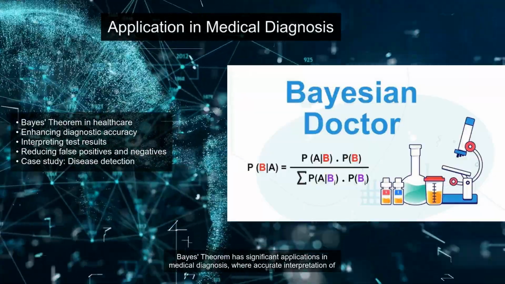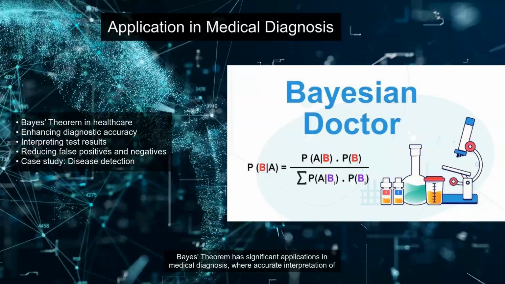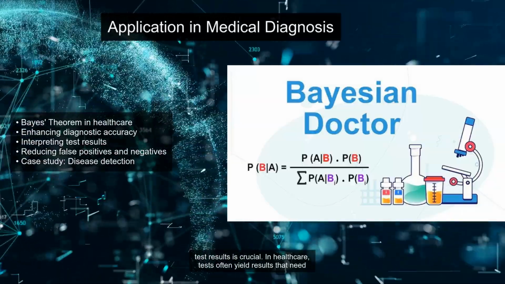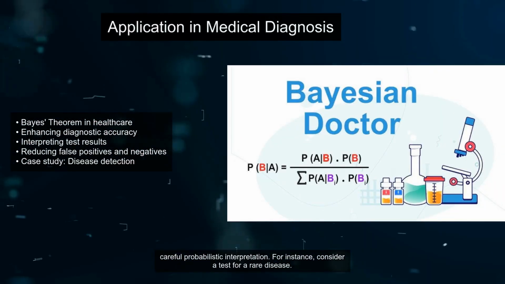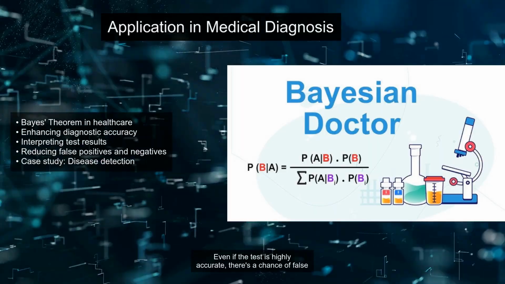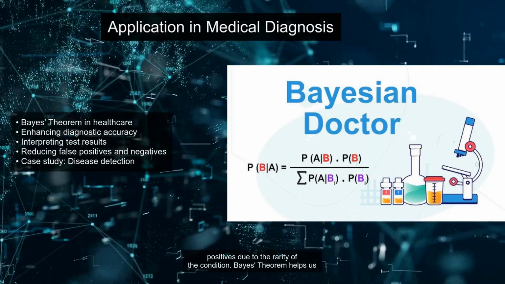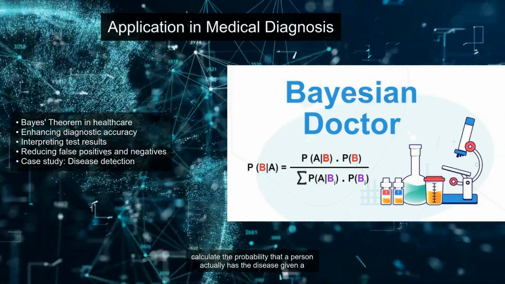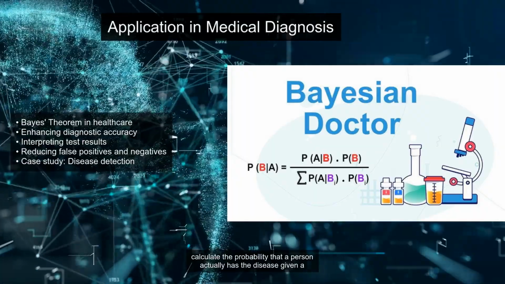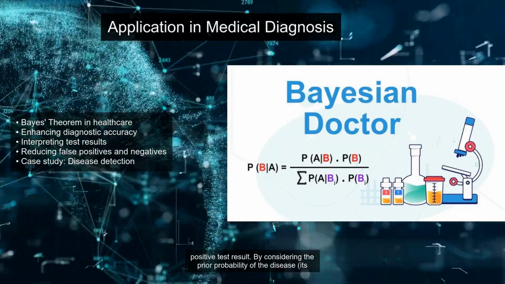Bayes' theorem has significant applications in medical diagnosis, where accurate interpretation of test results is crucial. In healthcare, tests often yield results that need careful probabilistic interpretation. For instance, consider a test for a rare disease. Even if the test is highly accurate, there's a chance of false positives due to the rarity of the condition. Bayes' theorem helps us calculate the probability that a person actually has the disease given a positive test result.